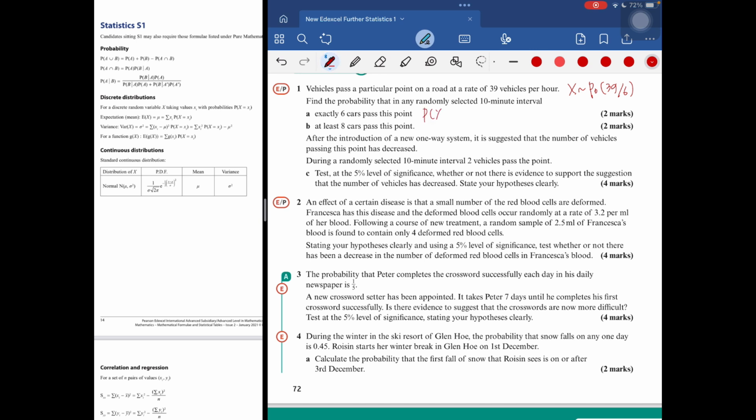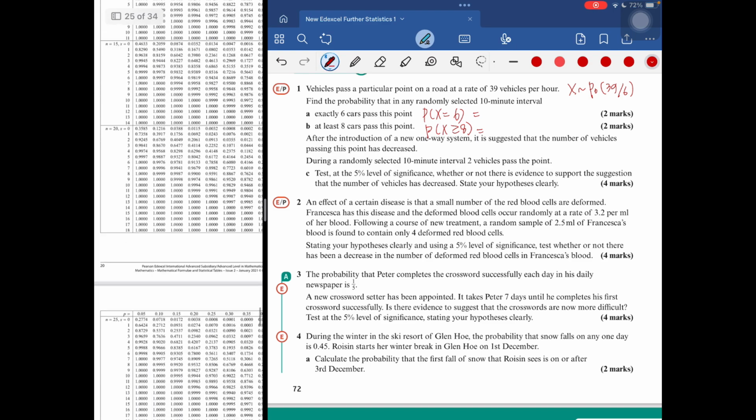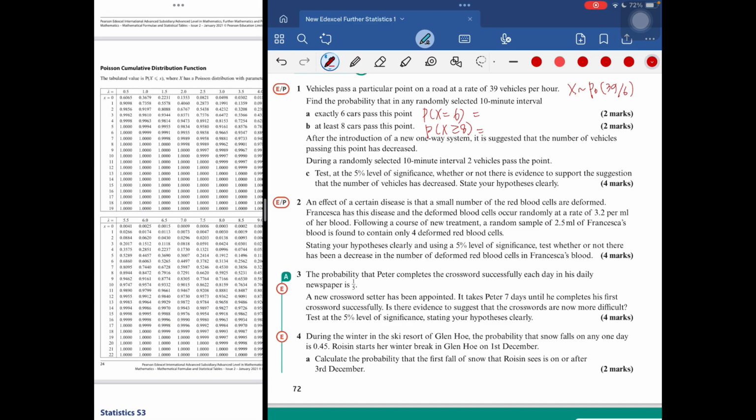So probability X equals 6. Probability X is at least 8 cars. From the table, we can find the Poisson, cumulative. So more than 8 means 1 minus the probability X is smaller than or equal to 7. So 39 over 6 is 6.5.